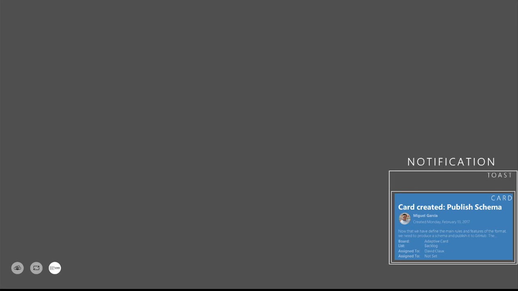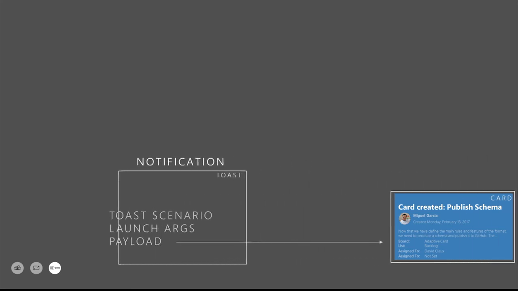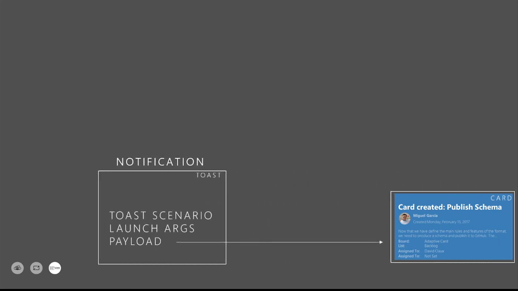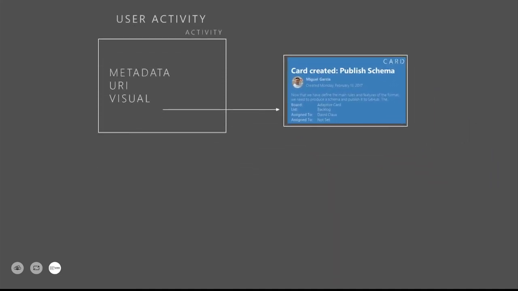One of the things to tease apart here is there's a couple different things going on. There's the card, the visual piece you saw, and then there's also the container around it. In this case, in Action Center, it was a toast. And the toast has some toast things in it, right? It has a scenario, it has launch arguments, it has the payload, which is the card. Now, all of that is a different kind of container than what you used for user activity.